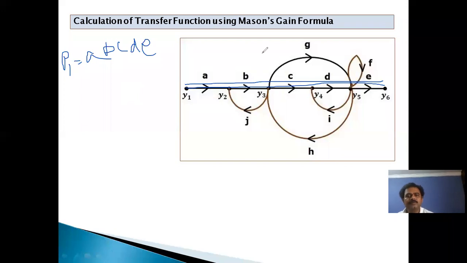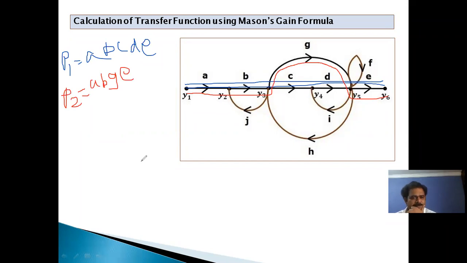Okay. So and one more forward path we can identify. The signal can be traversed up to this point. Again, it can take in this direction. And finally, it reaches the final destination. So second forward path, that is P2, which is equal to A, B, C, G, and E. That is second forward path gain.